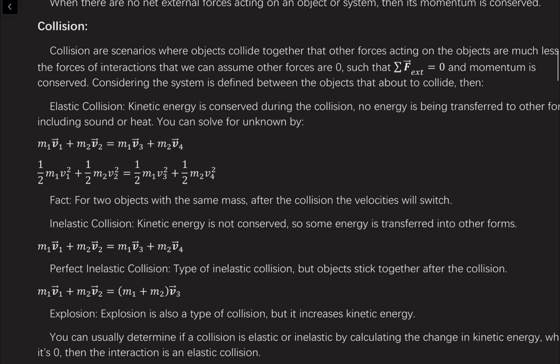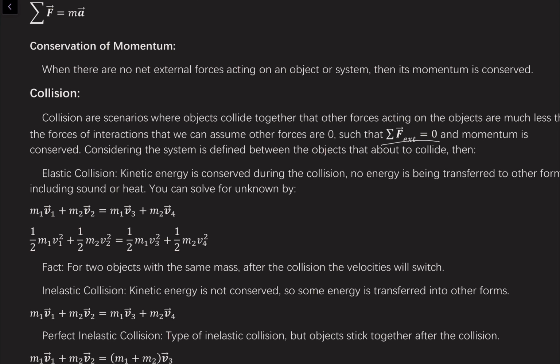So let's talk about collisions. It's basically objects that collide together, that hit each other. The other forces on the objects are much less than the force of interaction, so we can basically say that the net external force is 0, which means that the momentum is conserved. And in an isolated system, the momentum is always conserved.